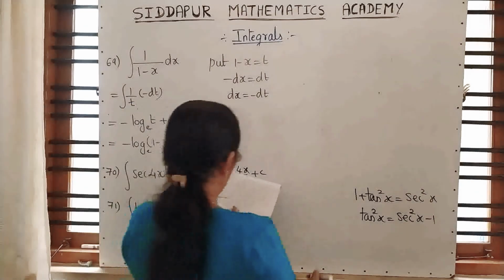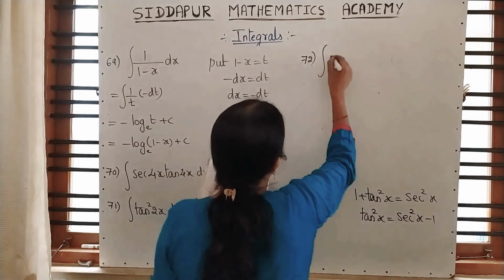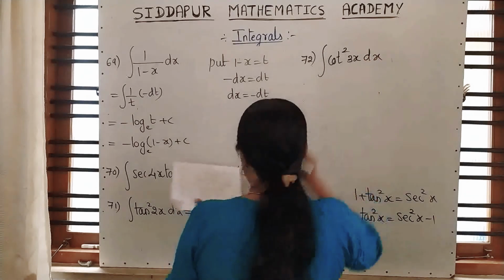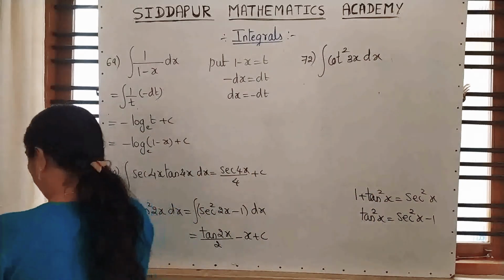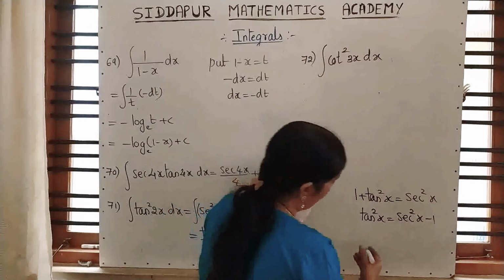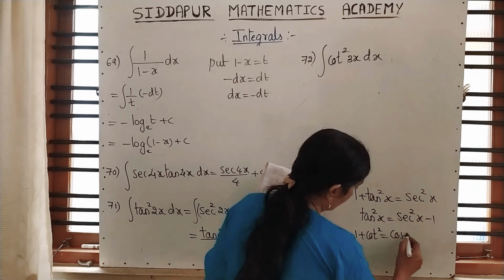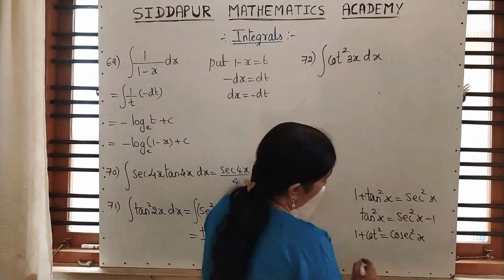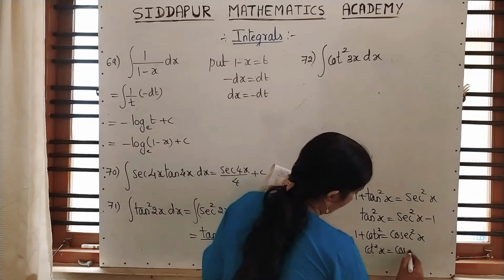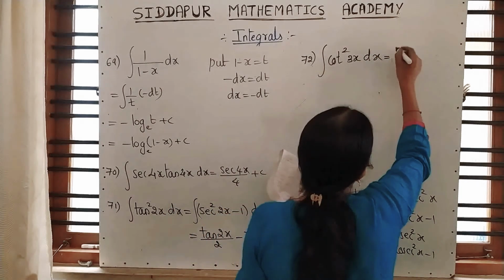Next. Question number 72. Cot square 3x. Like tan square, we don't have a formula for cot square also in integration, but the identity is like this. And what is cot square x? Cosecant square x minus 1. In place of x we have a 3x.